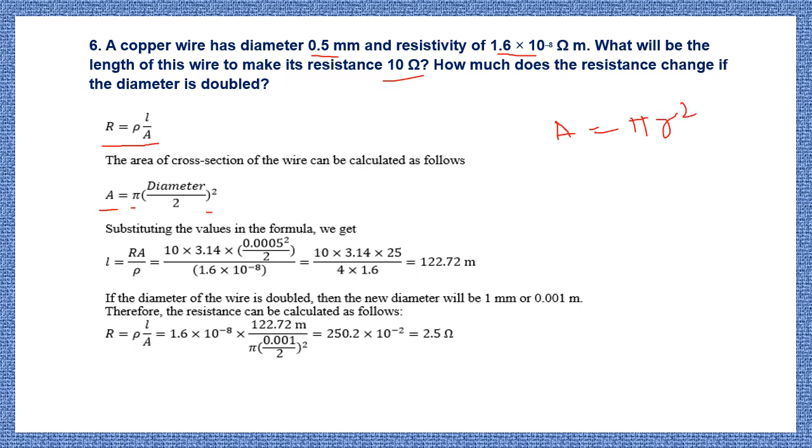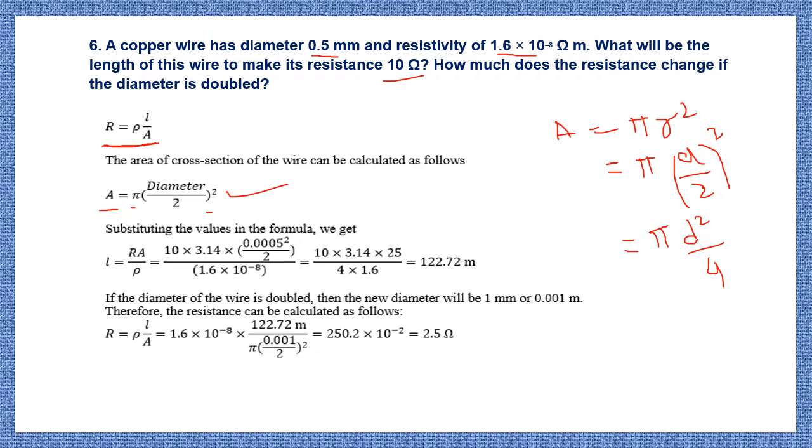But here the value of D is given. So if I don't want to change the D into R, I'll substitute the value of R in terms of D. R is equal to D upon 2. Pi into D upon 2 whole square is equal to pi D square upon 4. And here it is written pi D upon 2 whole square. Fine. Now from this formula R is equal to rho L upon A, find out the value of L.